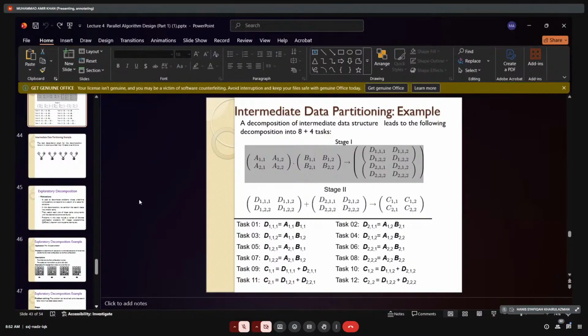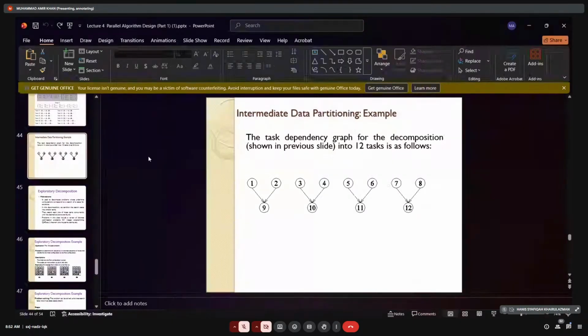If you want to see this next example, very simple here. This is basically the task dependency graph of the decomposition shown in the previous slide into 12 tasks. 1, 2, 3, 4, 5, 6, 7, 8. Tasks 1 and 2 feed into 9, 3 and 4 into 10, 5 and 6 into 11, and 7 and 8 into 12.